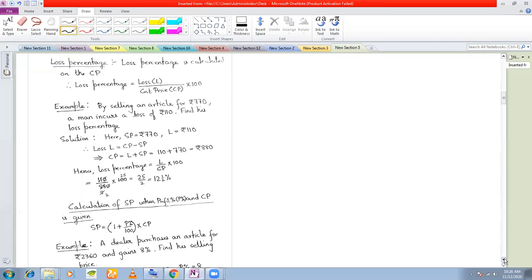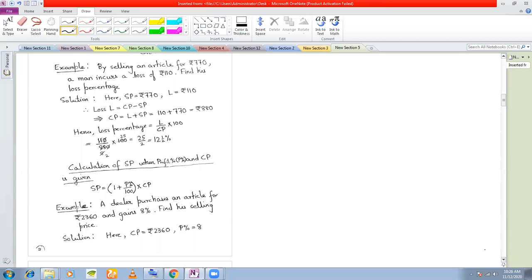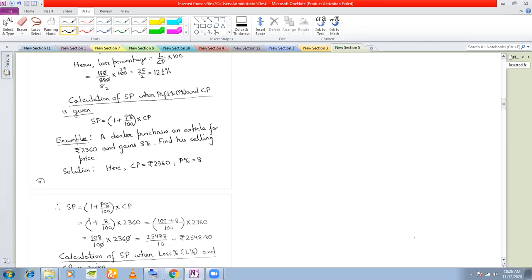Similarly, for loss percentage also, you proceed exactly in the same way. Even for loss, you need the cost price. So you calculate the cost price and then you calculate the loss percentage. Next type is calculation of selling price when profit percentage and cost price is given.